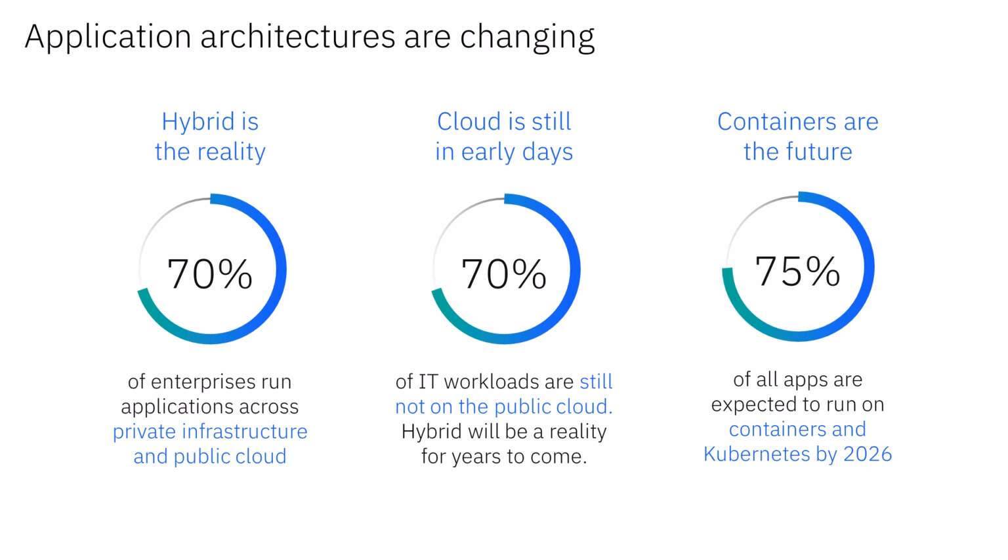Well, the reality is that hybrid is the reality, and 70% of all enterprises run their applications across private infrastructure and public cloud. But the cloud is still in its early days. 70% of the IT workloads are still not on the public cloud, they're in-house. Hybrid will become a reality as the years progress. And containers are the future. 75% of all apps are expected to run on containers and Kubernetes by 2026.